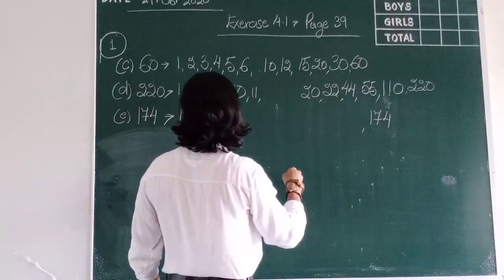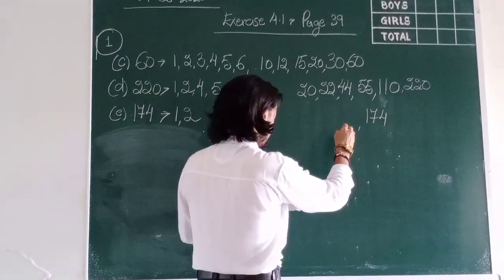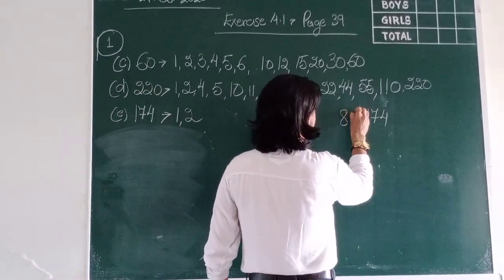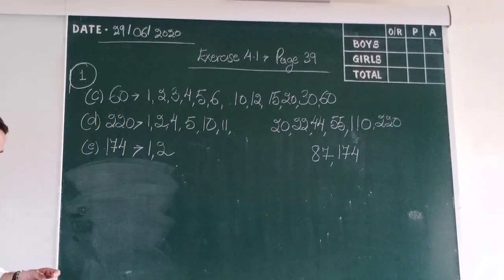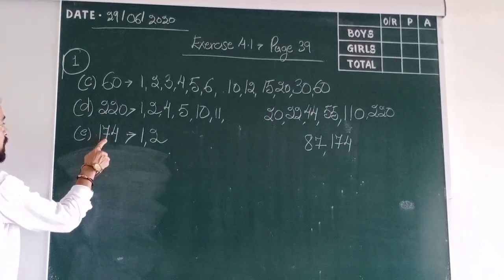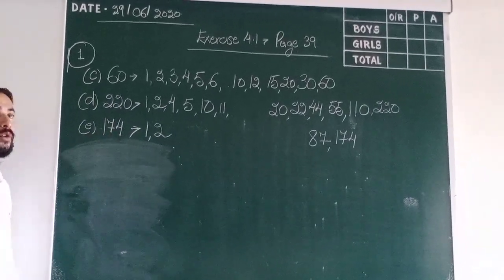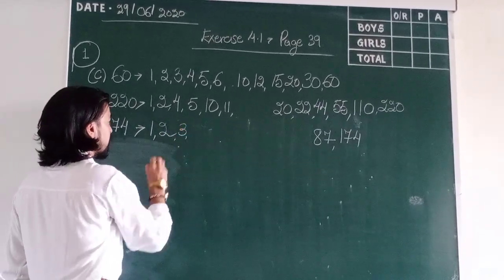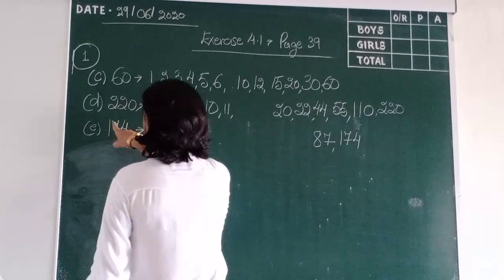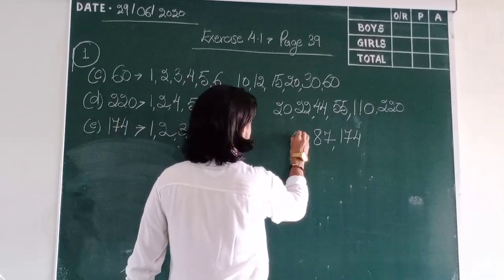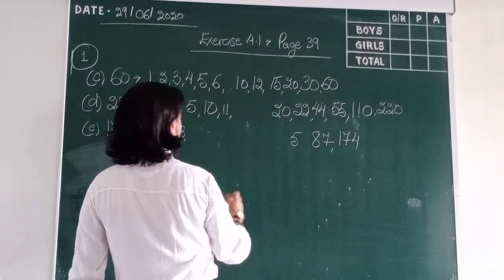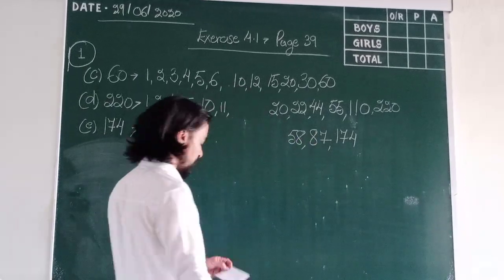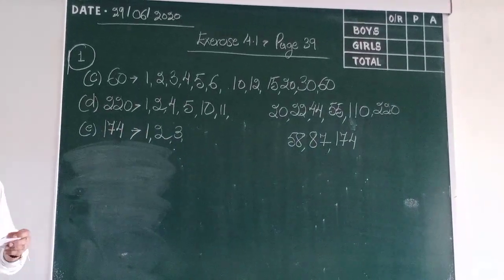8 2s are 16, and 2 7s are 14, 87 times. 3, let's add 1 plus 7, 8, 8 plus 4, 12. 12 is divisible by 3, so this number is also divisible by 3. So 3 5s are 15, remainder 2, so 3 8s are 24, 58 times.